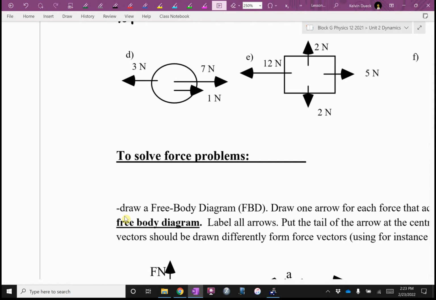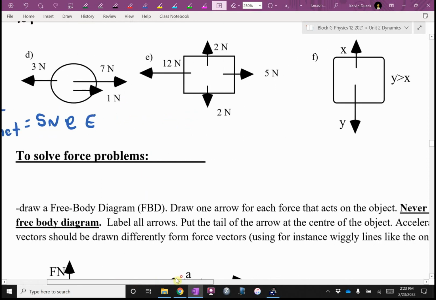Someone's just spoken already. 5? Let's see. 8 right, 3 left. Yeah. F net equals 5 newtons. Direction? East.